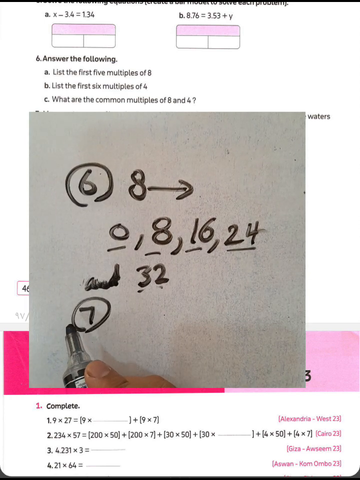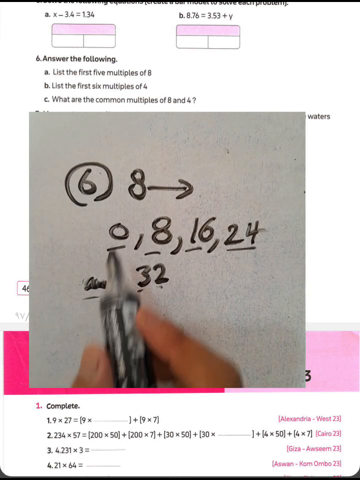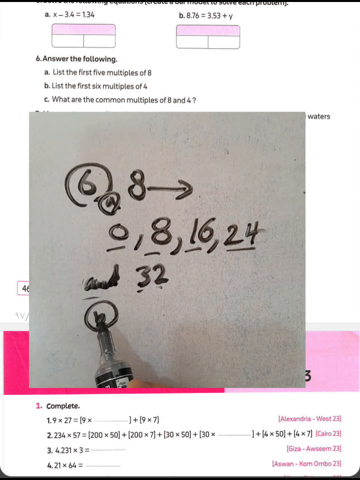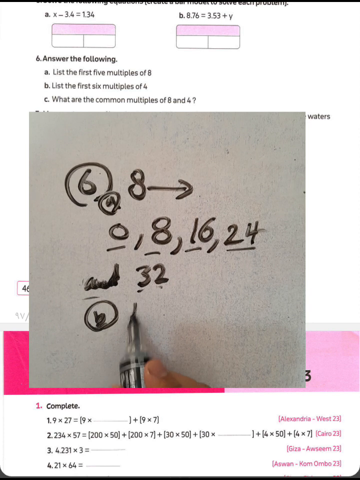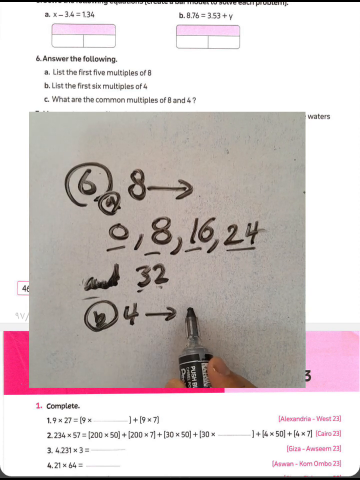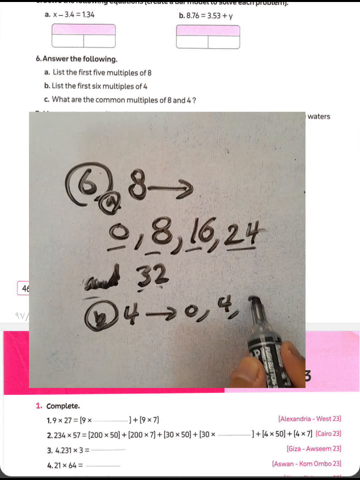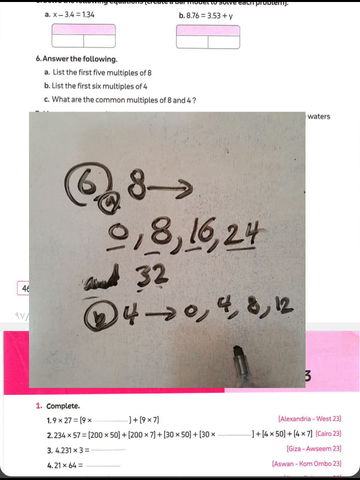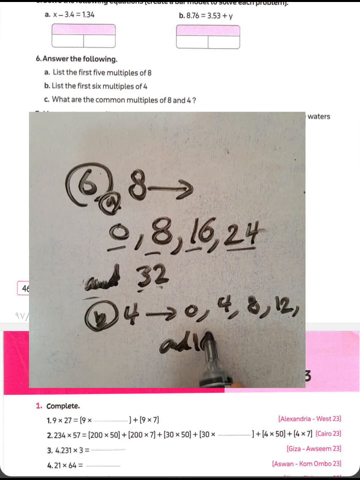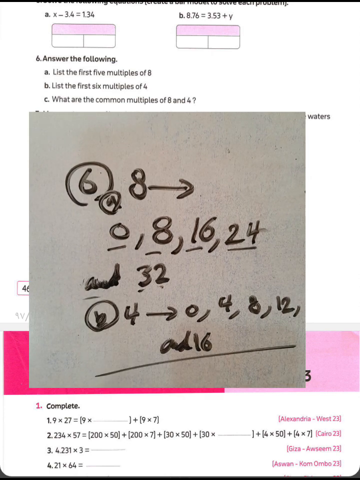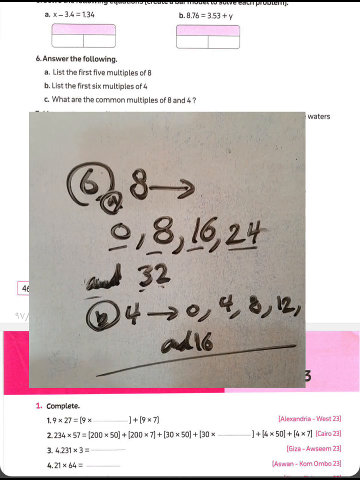Letter B. Okay, it was letter A and letter B. You want to find the first 6 multiples of 4. 6 multiples of 4, you must begin with 0, 0, 4, 8, 12. 12 plus 4 equals 16. Okay, it's letter B.